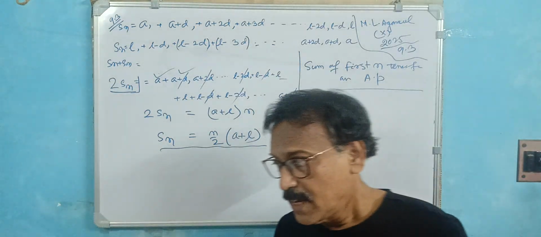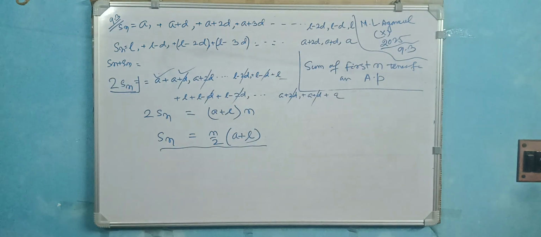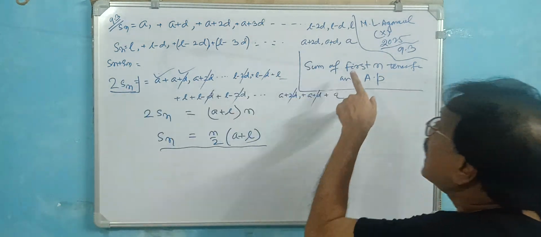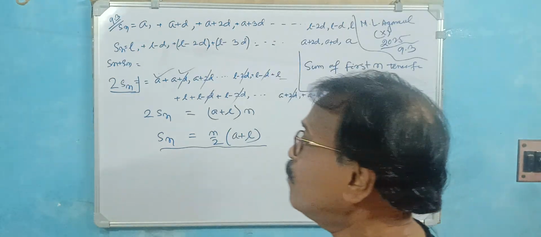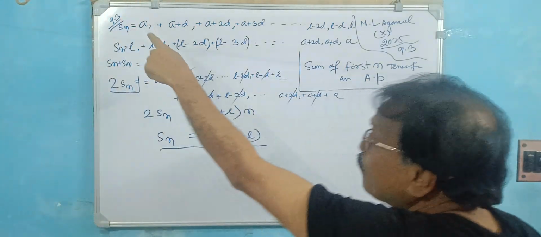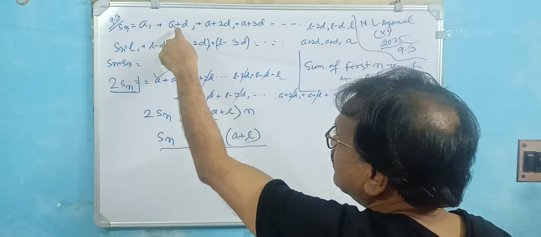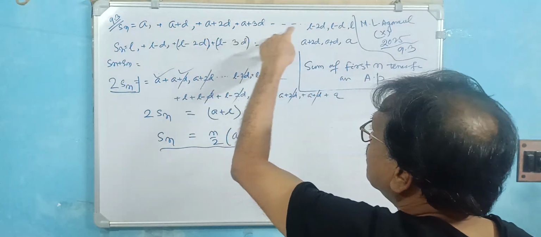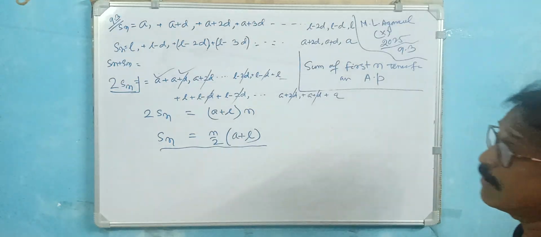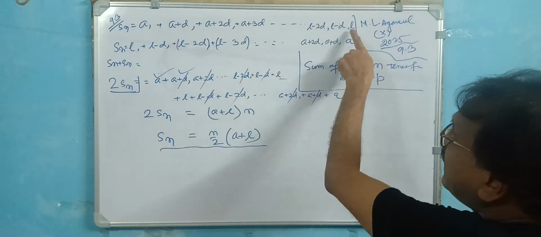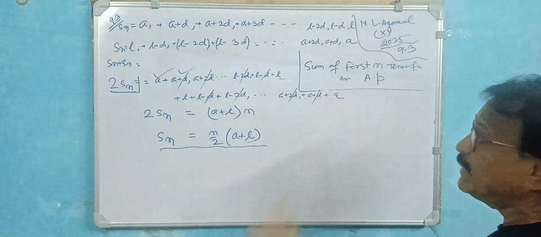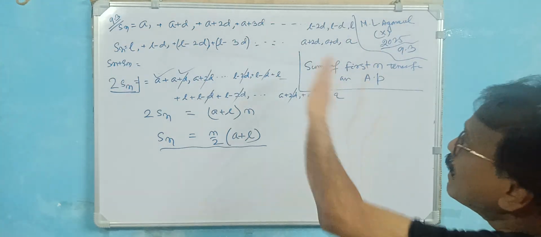Very carefully, you just understand this. Sum of the first n terms. In which way is the formula coming? First one, Sn = a, a + d, a + 2d, a + 3d. Clear? And from the last, this is l, l - d, l - 2d.